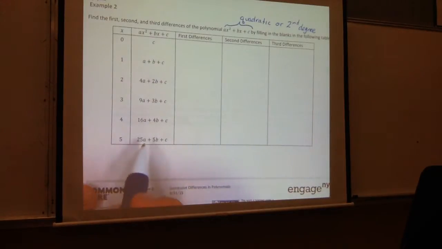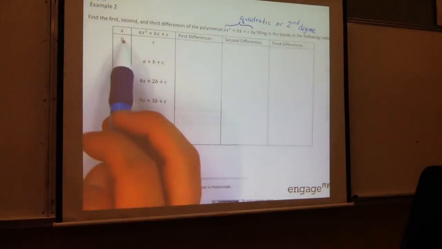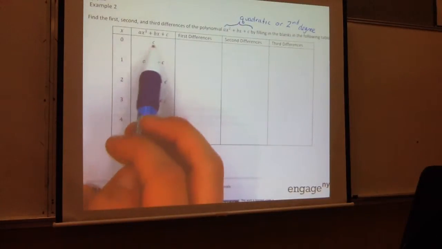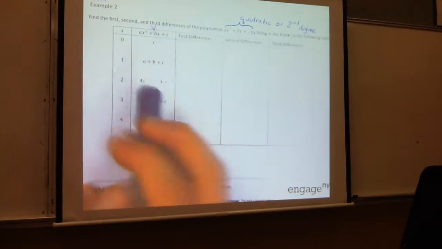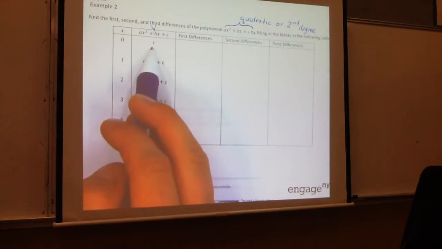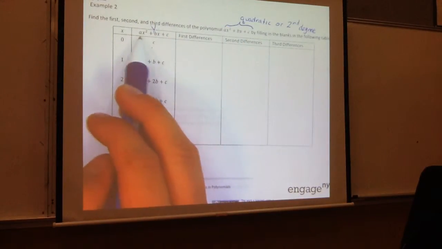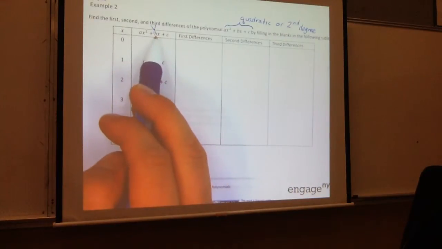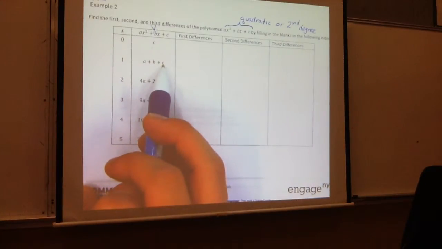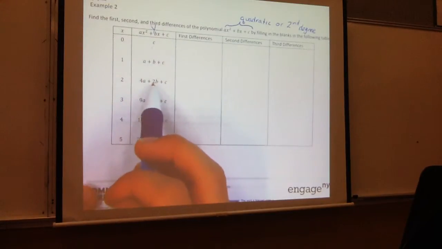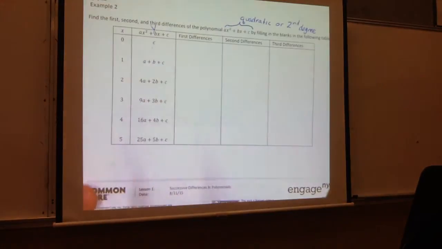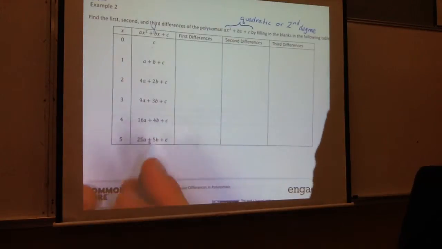So they've actually made the table for us. They've plugged in the x values, and this is the result, right? This would be our y value column. This is the output. We have c when x is 0, when x is 1, a plus b plus c, 4a, right? 2 squared is 4a plus 2b plus c. So hopefully you understand where the y values come from.